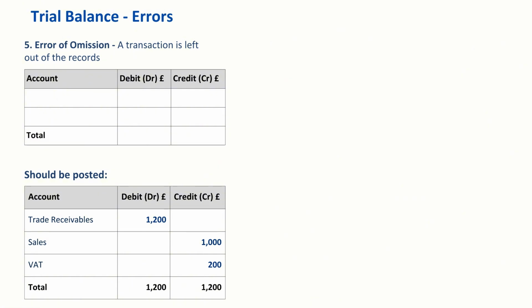Next type of error is error of omission. Error of omission is when a transaction is completely left out of the accounting records. Nothing is entered in any ledger. Because both debit and credit are missing, the trial balance still balances, making the error harder to detect.